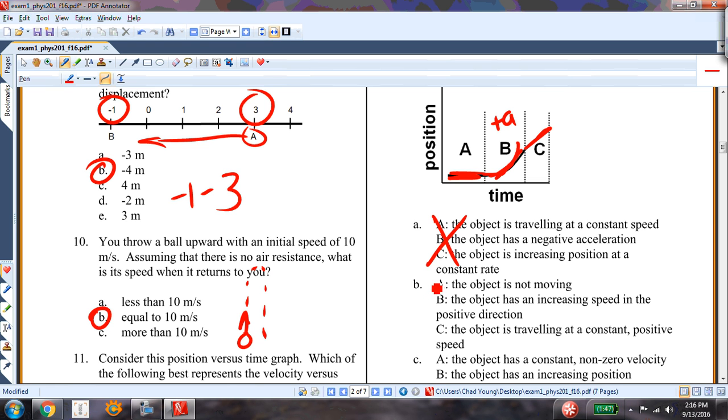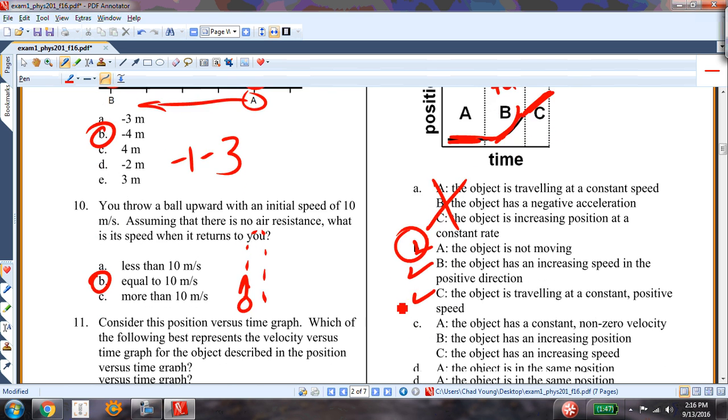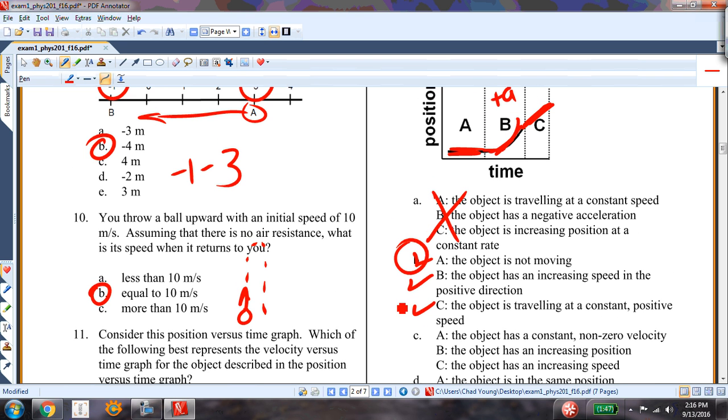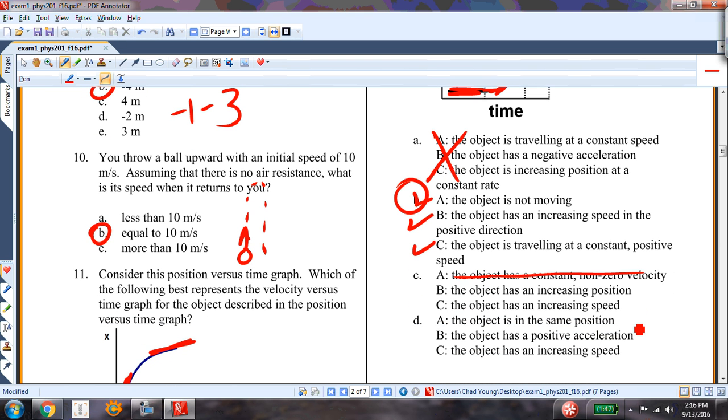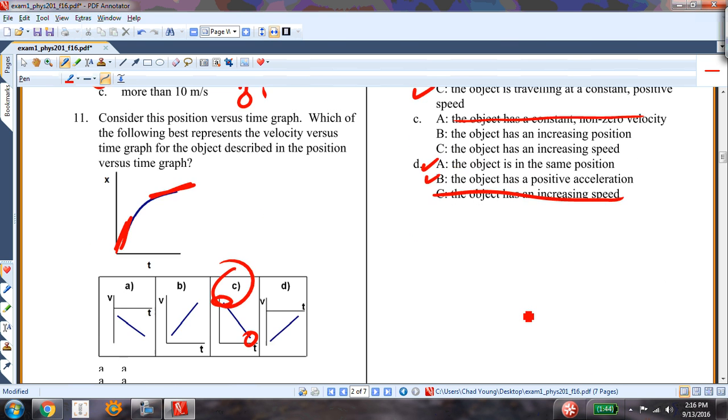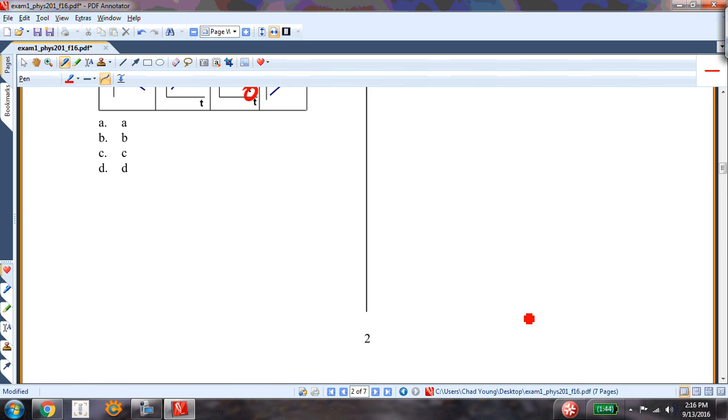B, object is not moving. Check. Object has an increasing speed in the positive direction. Check. It's traveling at a constant positive speed. This is a positive slope, so check. So B is the right answer. These other two are not correct. It does not have a constant non-zero velocity; it has a constant 0 velocity. The object is in the same position, does have a positive acceleration, but it does not have an increasing speed in zone C. All right, let's look at these free response.